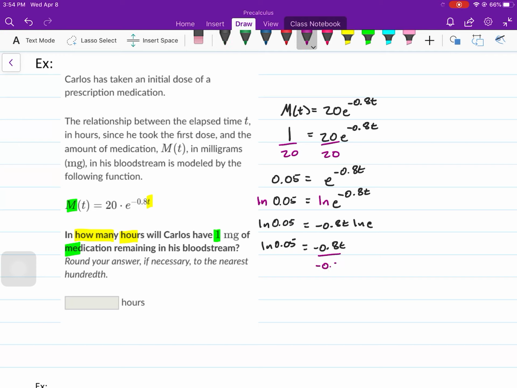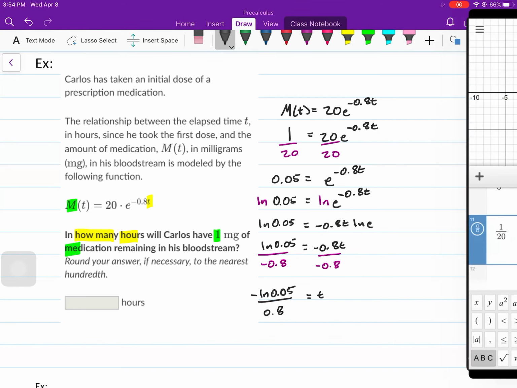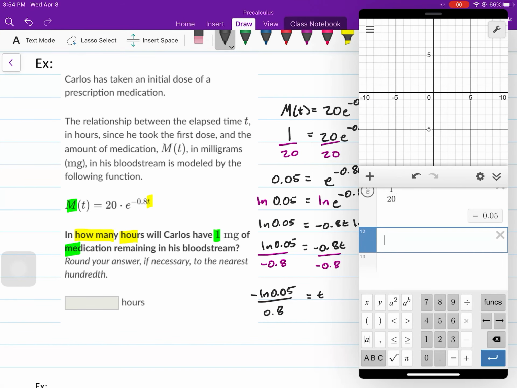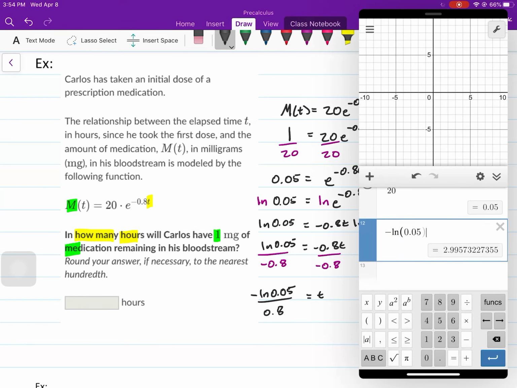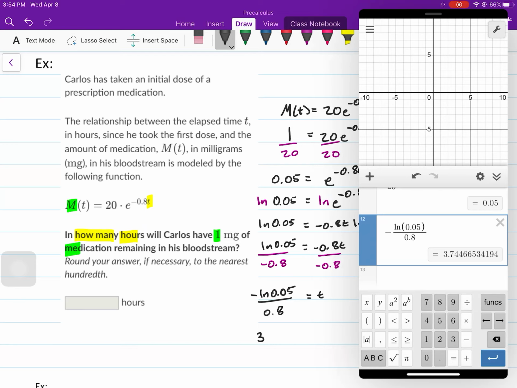And then we just got to divide by the negative 0.8 to the other side. And negative natural log of 0.05 over 0.8 is our value for t. We just go ahead and put that inside of the calculator. So negative natural log of 0.05 divided by 0.8 is 3 point, and they're saying the nearest hundredth, so we'll go to the second decimal place. 3.74 is our value for t.